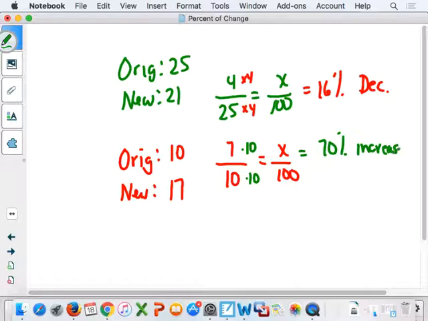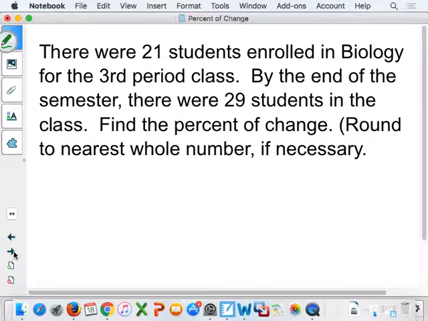Okay, so make sure that you watch for those type of relationships. If your original number will go into 100 evenly, and so that would be, of course, 1, 5, 10, 20, 25, 50. Those numbers go into 100 evenly, so watch for those because they make your life a lot easier. Okay, so here we go.